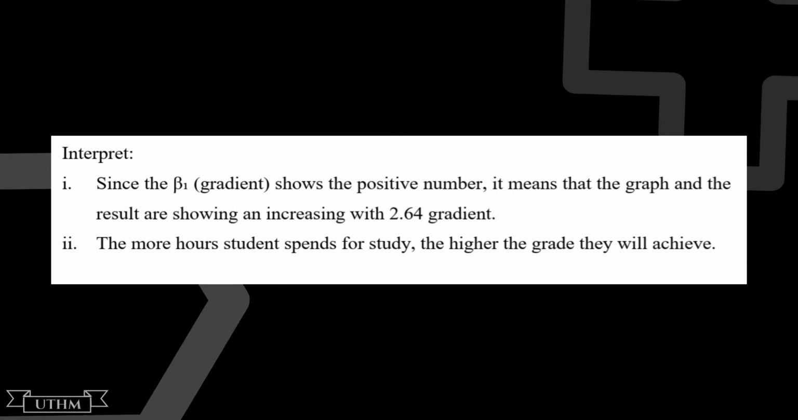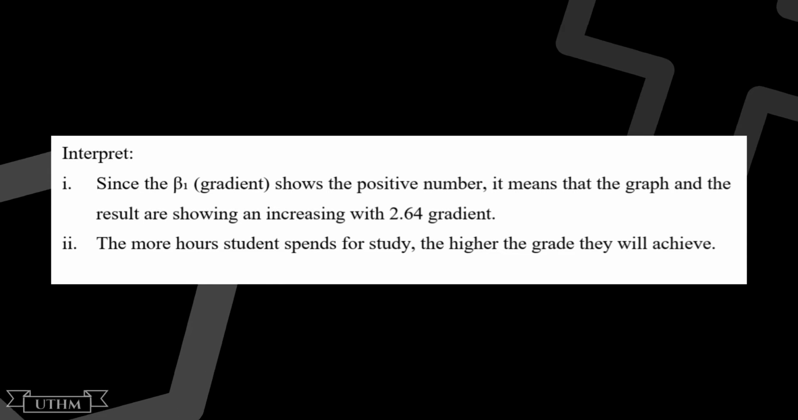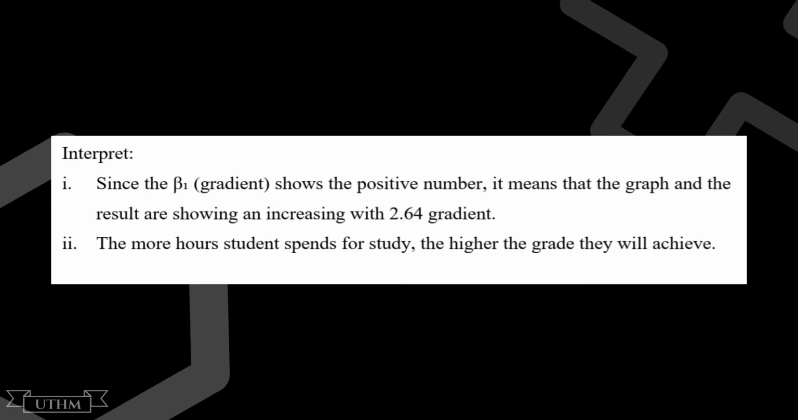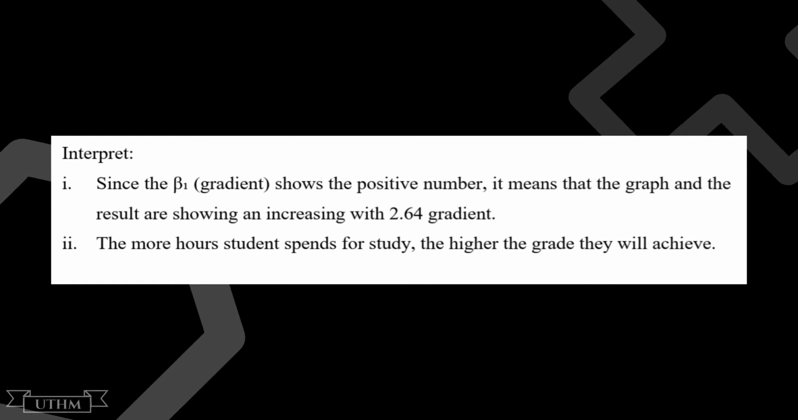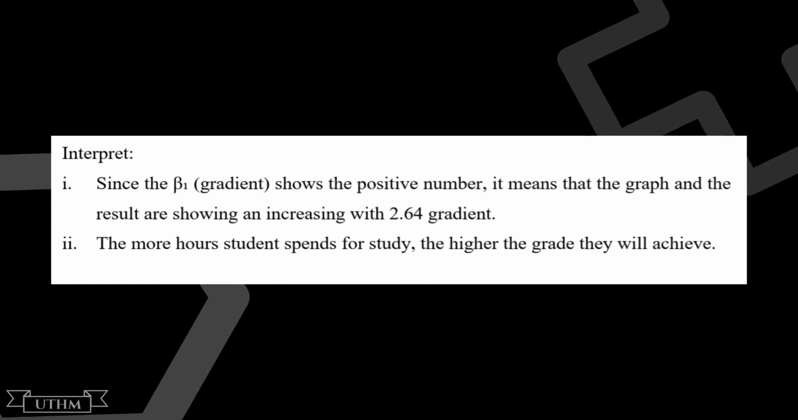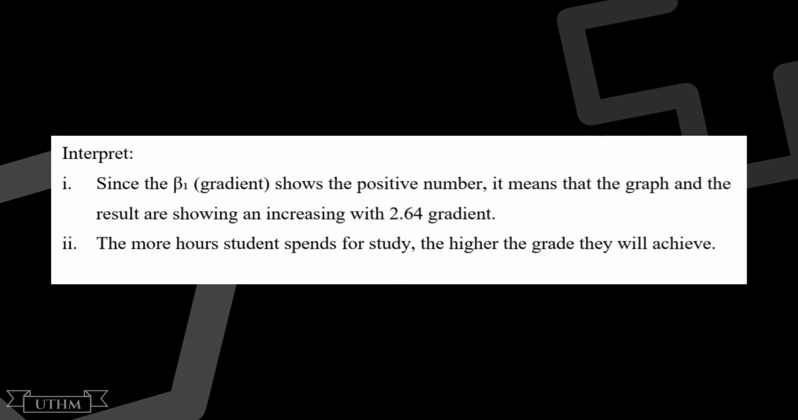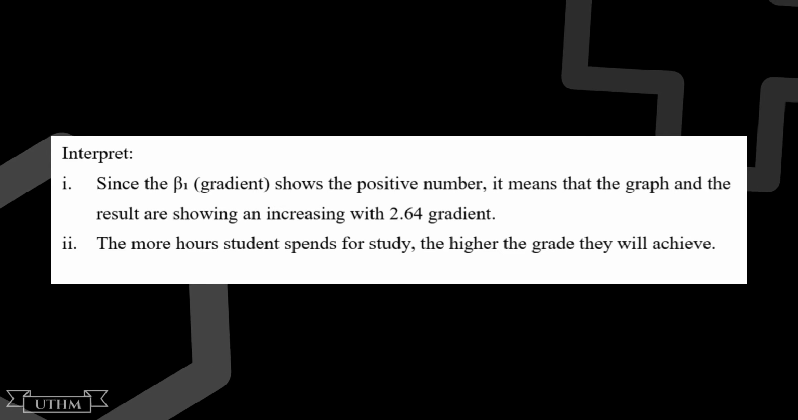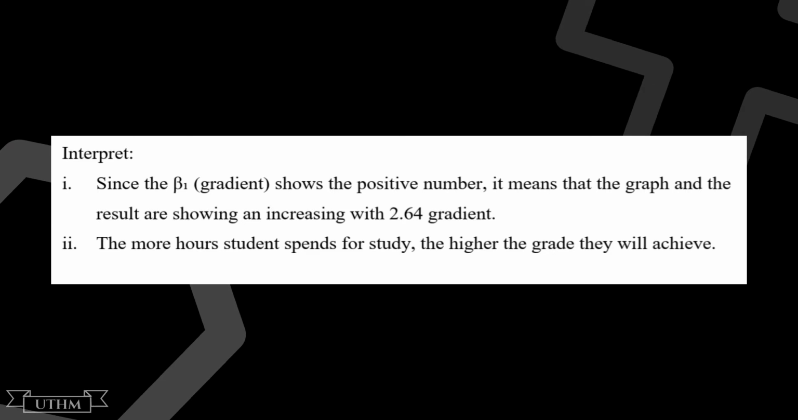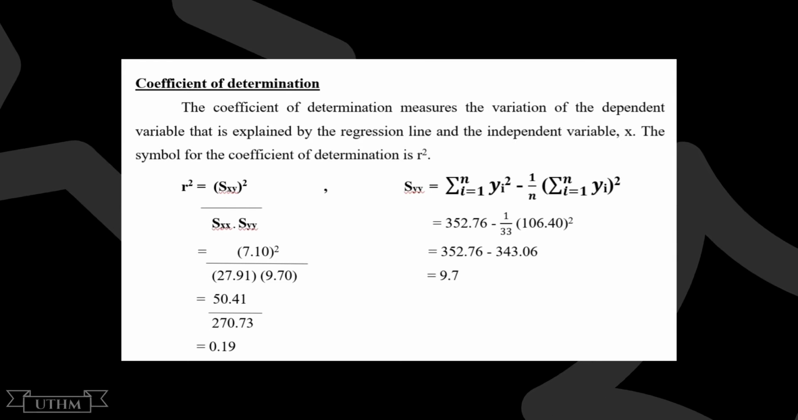Since the beta 1 gradient shows a positive number, it means that the graph and the result are showing an increasing trend with 2.64 as the intercept. I can conclude that the more hours students spend studying, the higher the grade they will achieve. Okay, next I will continue with my part.